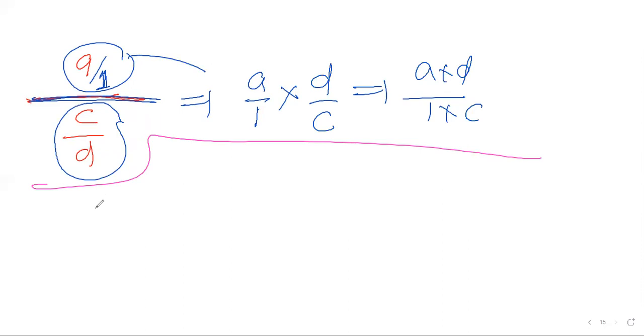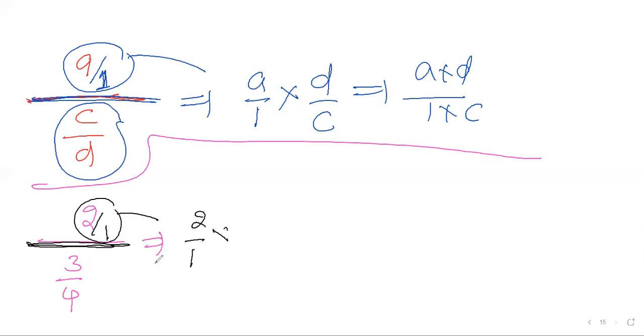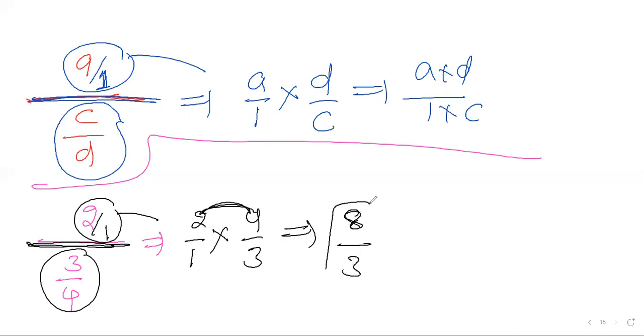So take an example: 2 by 3 by 4. This is the division here. So 2 by 1, as usual copy 2 by 1. Into 3 by 4, 4 is there, right? Write ulta: 4 by 3. Next, 2 fours are 8, 3 ones are 3. Answer is 8 by 3. This is the way you have to do the calculation, division of numbers.